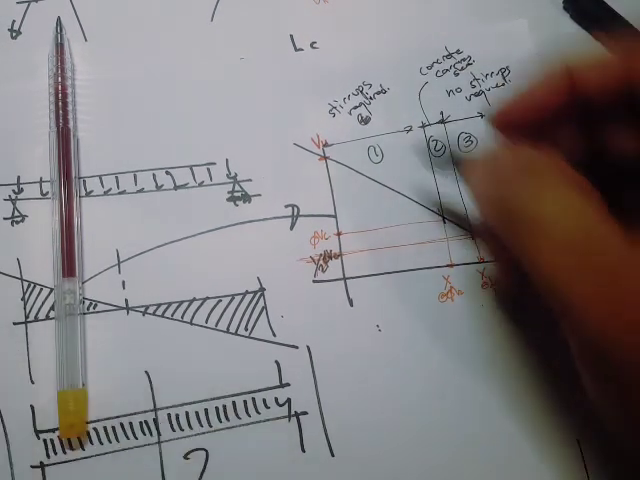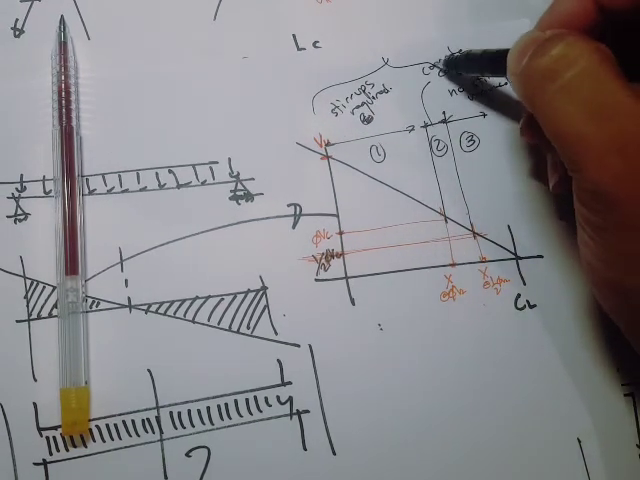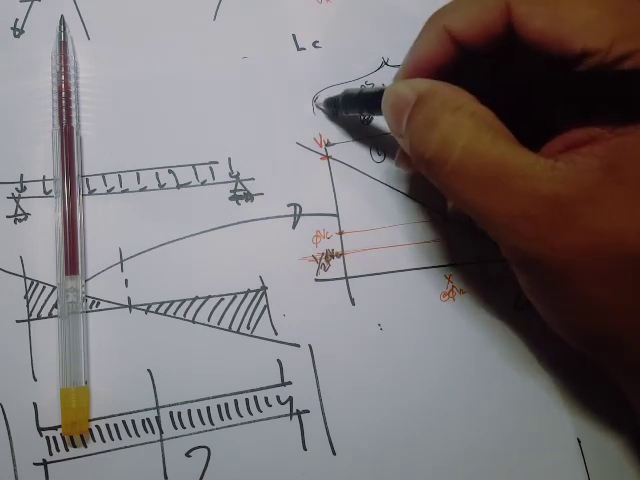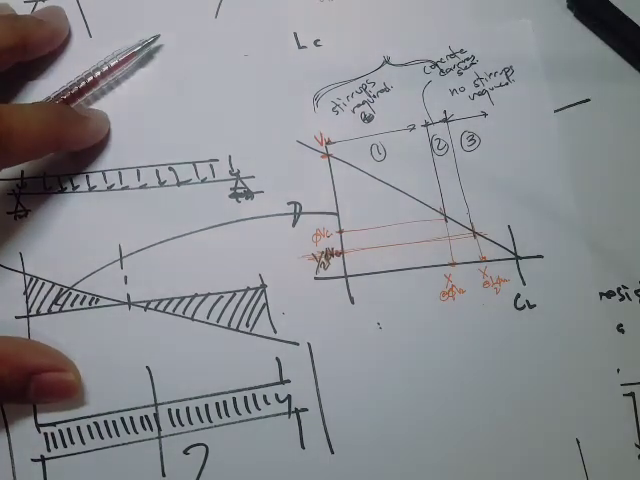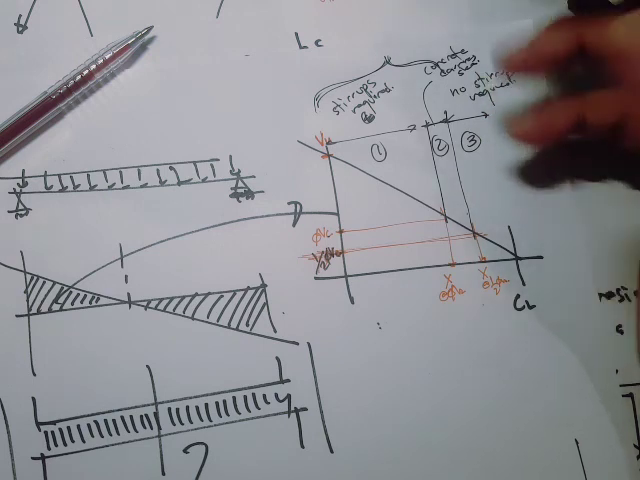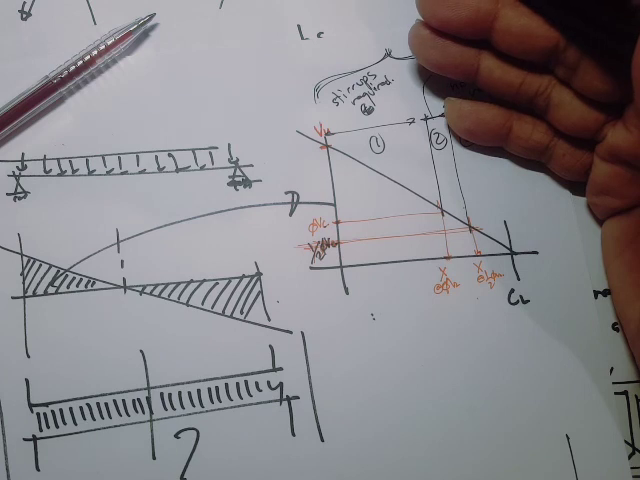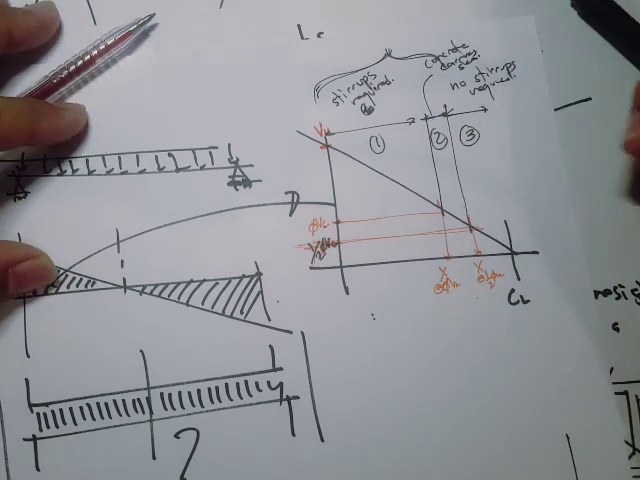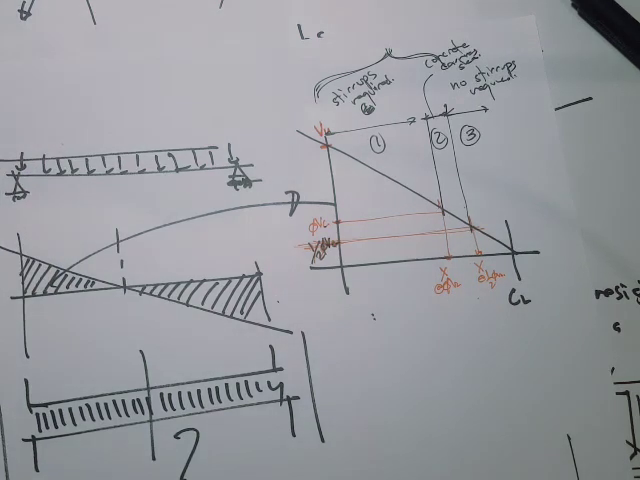But again, even though the concrete alone can carry the shears, we're still going to provide shear reinforcements here. Now you can see that there's going to be a concept of maximum spacing as well. We have a minimum spacing, but we also have a maximum spacing. I guess I'm running out of time, and I'm going to continue this lecture in the next video.